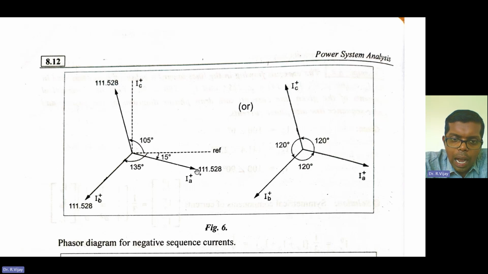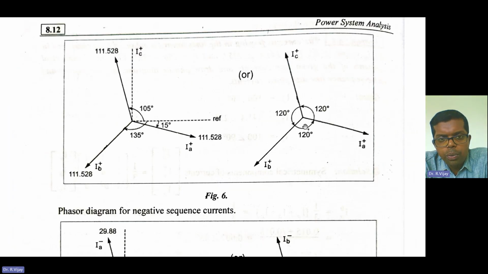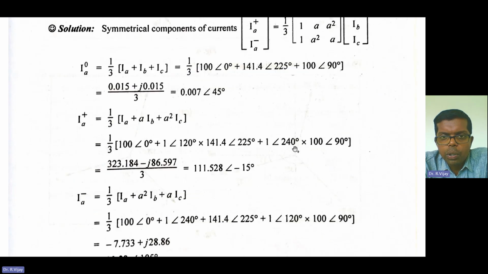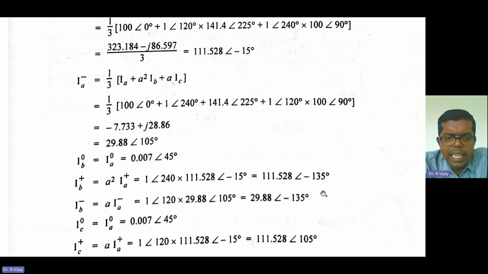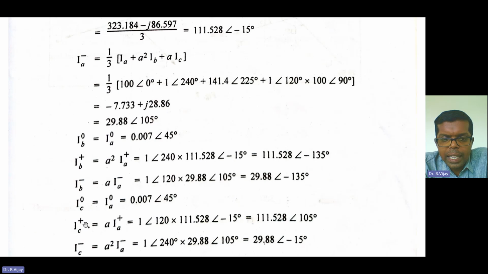So here also IA positive and IC positive, again you measure by your protractor, it is 120 degree. Here also you take one protractor and you measure. Here also 120 degree. So how to understand this concept: normally the phase shift is 120 degree, but due to the fault in the positive sequence, there is a change in the phase angle. Here you see minus 15 degree. Next IB positive here is minus 135 degree, and IC positive is plus 105 degree.